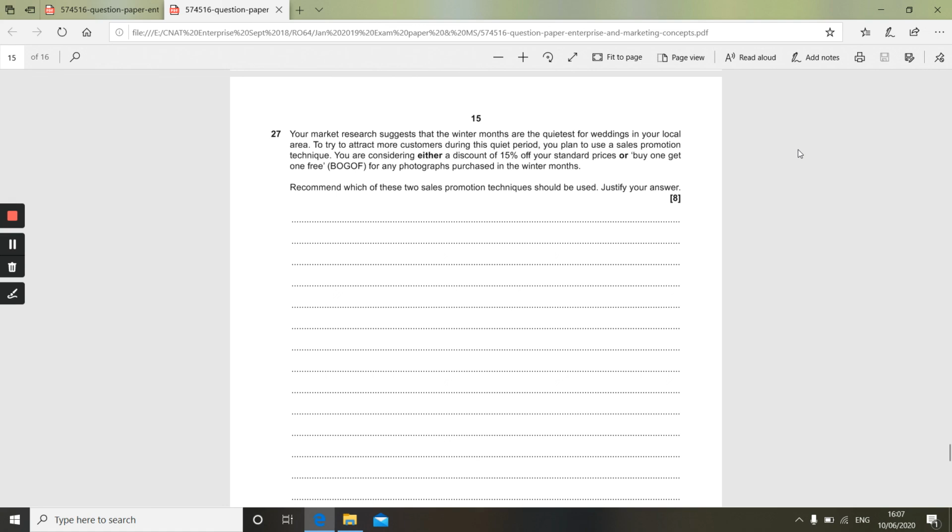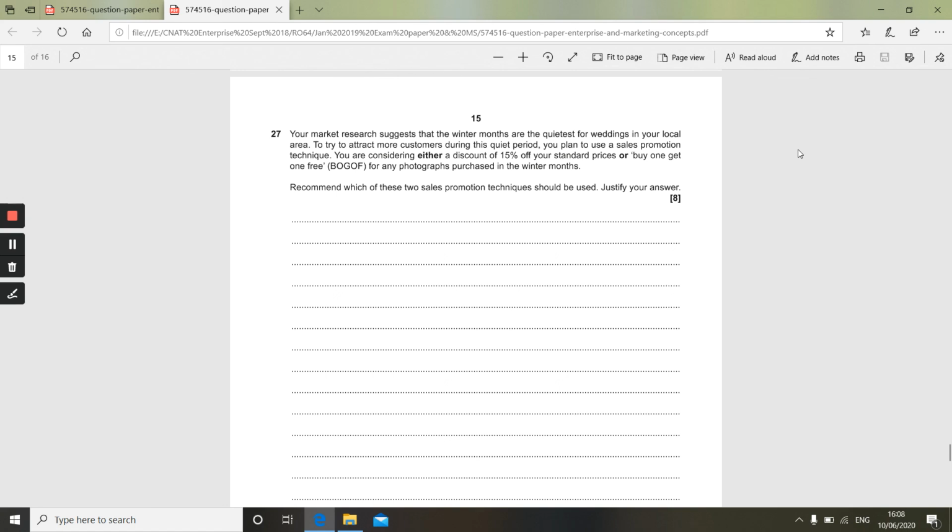It says your market research suggests that the winter months are quietest for weddings in your area. To attract more customers during this quiet period, you plan to use a sales promotion technique. You are considering either a discount of 15% off your standard price, or a buy one get one free, BOGOF, off for any photographs purchased in the winter months. Recommend which of these 2 sales promotion techniques should be used.